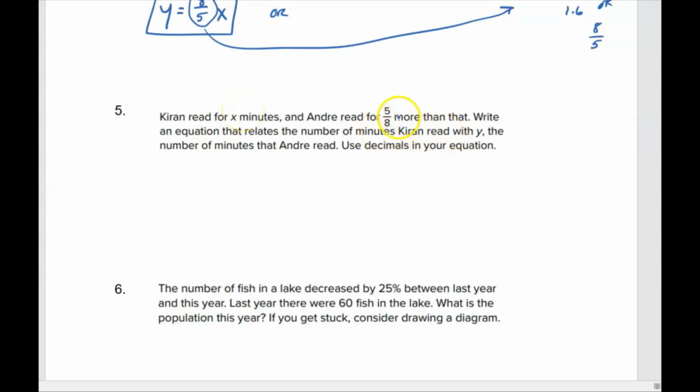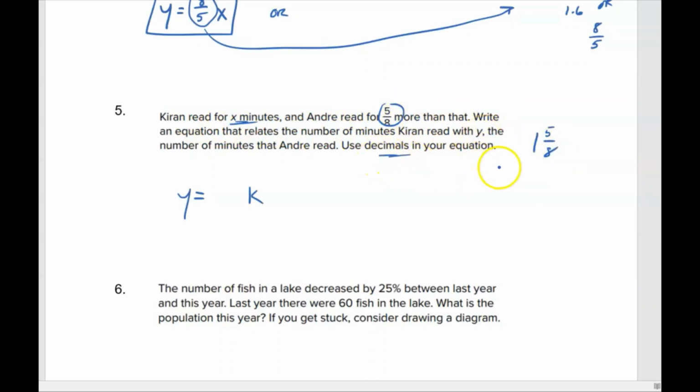Kind of similar here for number 5, where it says Kieran read for X minutes and Andre read for 5/8 more than that. Write an equation that relates the number of minutes Kieran read Y with the number of minutes that Andre read, and use decimals in your equation. Okay? Well, Y equals a number times X, and we know that it's 5/8 more than this. So if I were to put it in fraction form, it would be 1 5/8. This whole that Kieran read plus this 5/8 more than that.